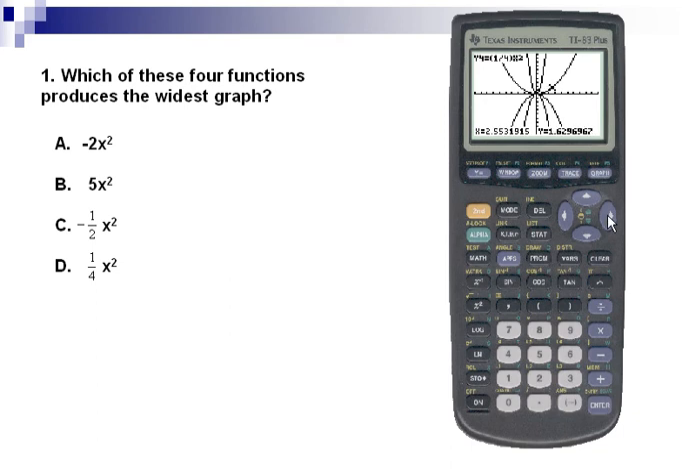Now the cursor is on the widest graph, and you can see that the equation for this graph is 1/4 x squared. So our answer here is choice D. 1/4 x squared would be the widest of these graphs.